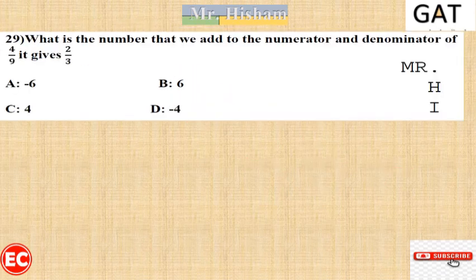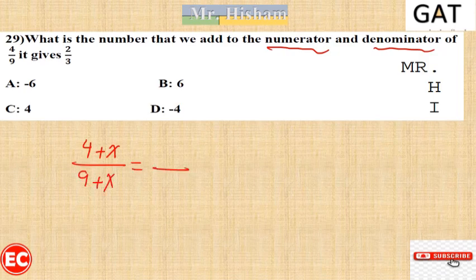Question number 29. What is the number that, if we add it to the numerator and the denominator of 4 over 9, so I'm going to add a number to 4 and add the same number to 9, up and down, the answer is 2 over 3. You can start by plugging in the values, or you can make cross multiplication. I think cross multiplication will take time. So I prefer that you just try to plug in.